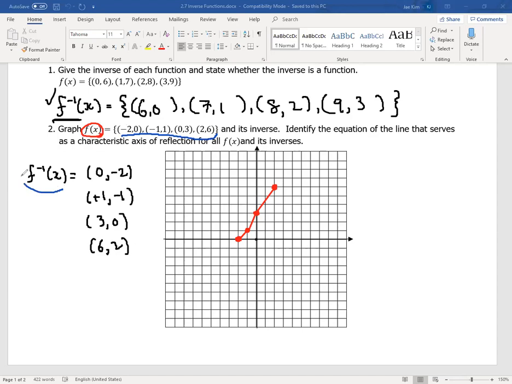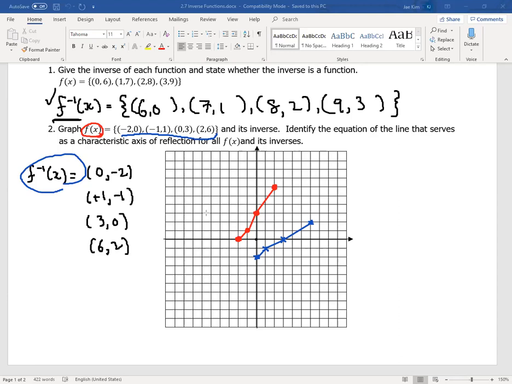So let's do the inverse function. Inverse function is 0, negative 2, 1, negative 1, 3, 0, and 6, 2. I have to draw a line. What do you think? Is there a similarity between the two graphs that we were drawing? Sort of. Yep. It looks like a mirror image.